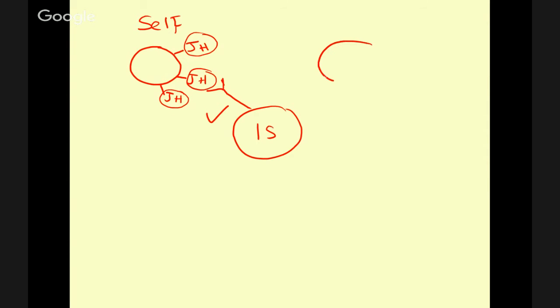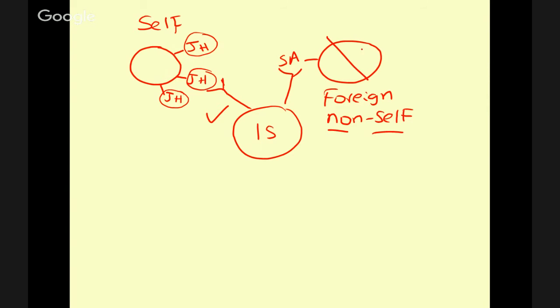Now, if I ever get invaded by a pathogen, something like Staphylococcus aureus, now my immune system cell is going to read the flag and notice that this is foreign, or sometimes we say non-self. So if your immune system ever sees something that is non-self, not yours, it will attack it and kill it. And the way it attacks and kills, and the way that it helps to get rid of this foreign pathogen, is that it makes an army of antibodies. Okay, so this is how your immune system works.